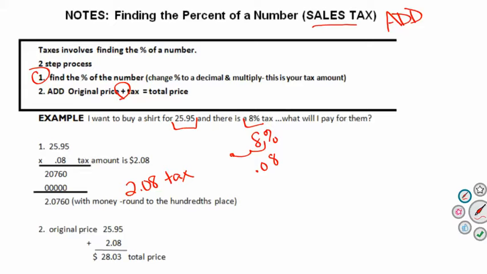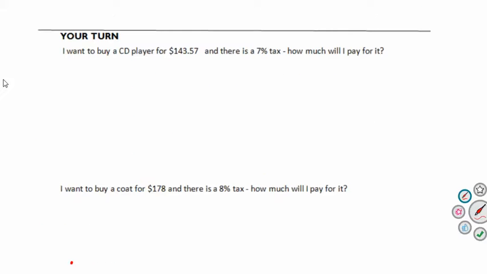All right, let's look at the example on your notes page. You want to buy a CD player for $143.57, and there's a 7% tax. First thing, I want to turn my percent into a decimal, so move it 2 places. And then I'm going to multiply. I want you to write this down. I want to see your steps before you grab your calculator. So 0.07. I wrote it down, and now I can grab my calculator.